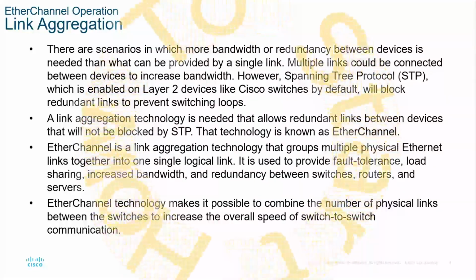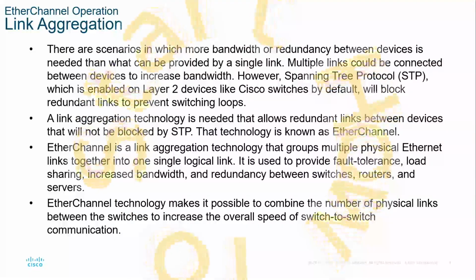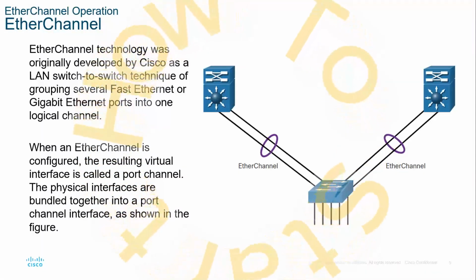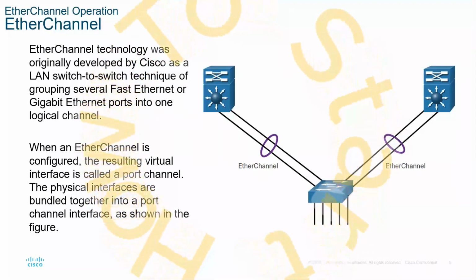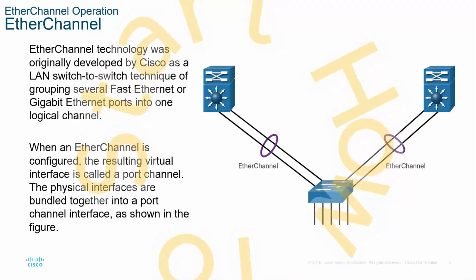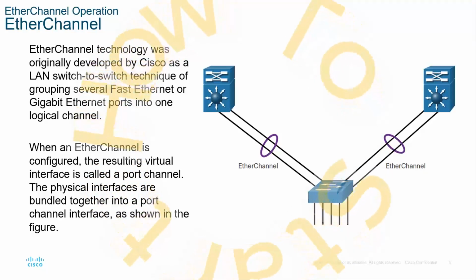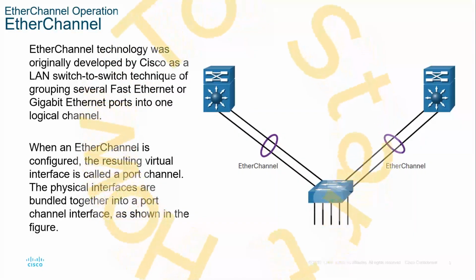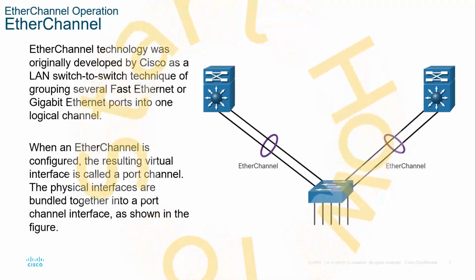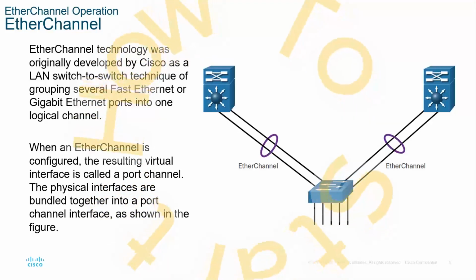EtherChannel technology will make it possible to combine the number of physical links between the switches to increase the overall switch communication speed. For example, here we have 2 links. You'll notice that we have the links and then a circle around them. That denotes EtherChannel. Here we have just 2 links. We can have multiple links, but it really depends on the switch. Again, these are going to be called port channels. And this is going to be a virtual interface that we denote as a port channel. Again, we can have multiple physical links in that port channel group.